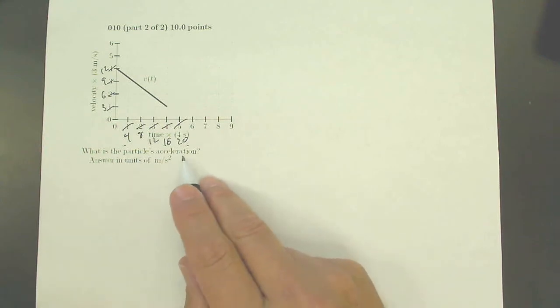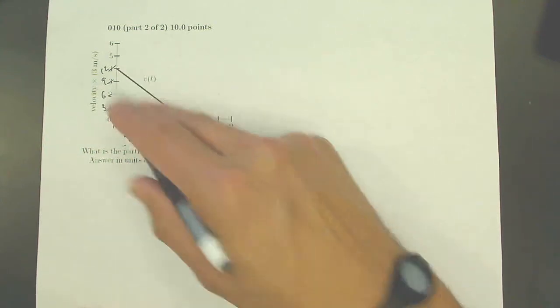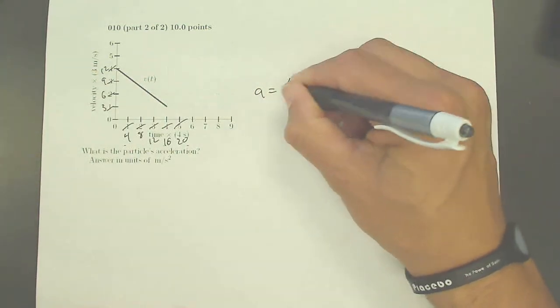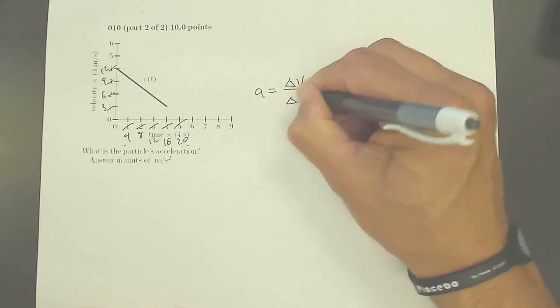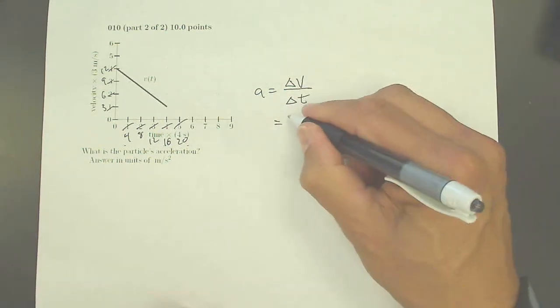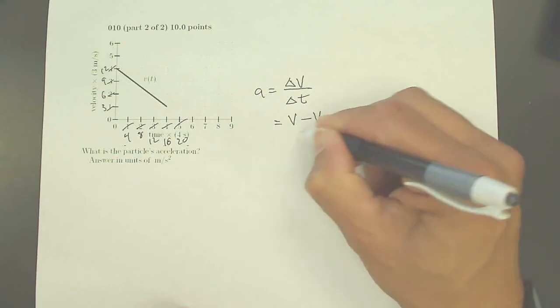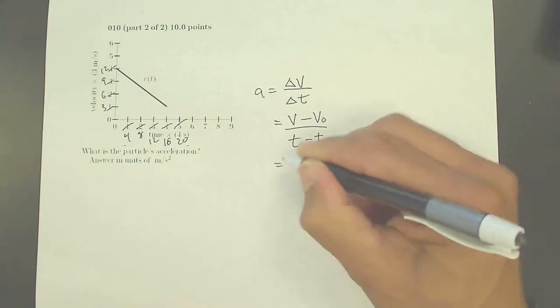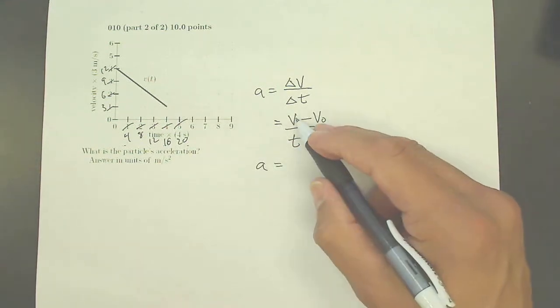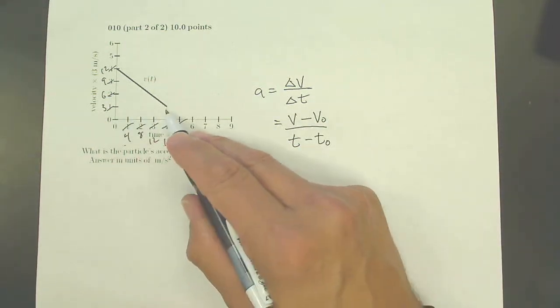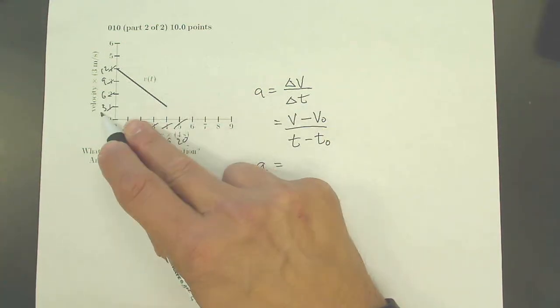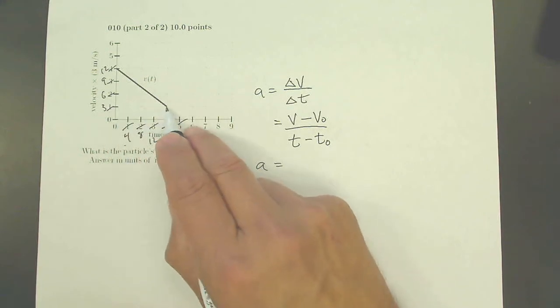What is the particle's acceleration? Well, the acceleration of a particle, the acceleration is the slope of a velocity time graph. The acceleration is the change in velocity over the change in time. So that's going to be my final velocity minus my initial velocity divided by my final time minus my initial time. So in this case, my acceleration is going to be my final velocity. Let's see, what's my final velocity? Oh, my final velocity is going to be 3 meters per second, because that's where this is on the graph.